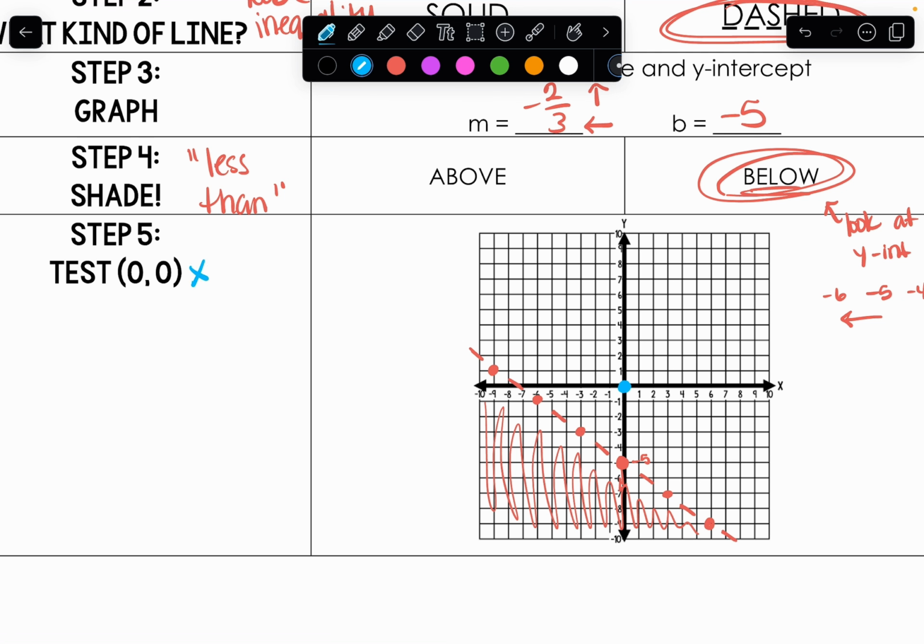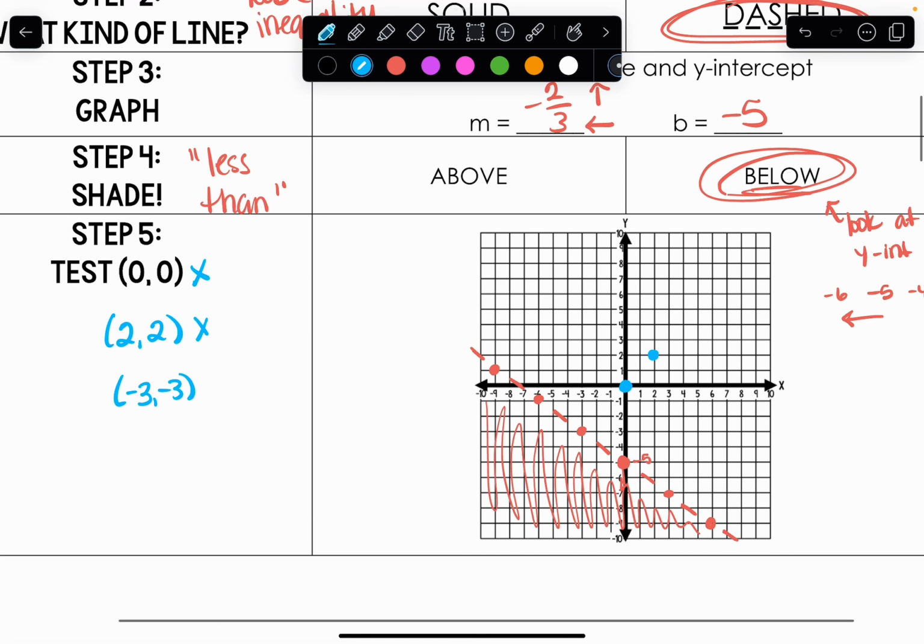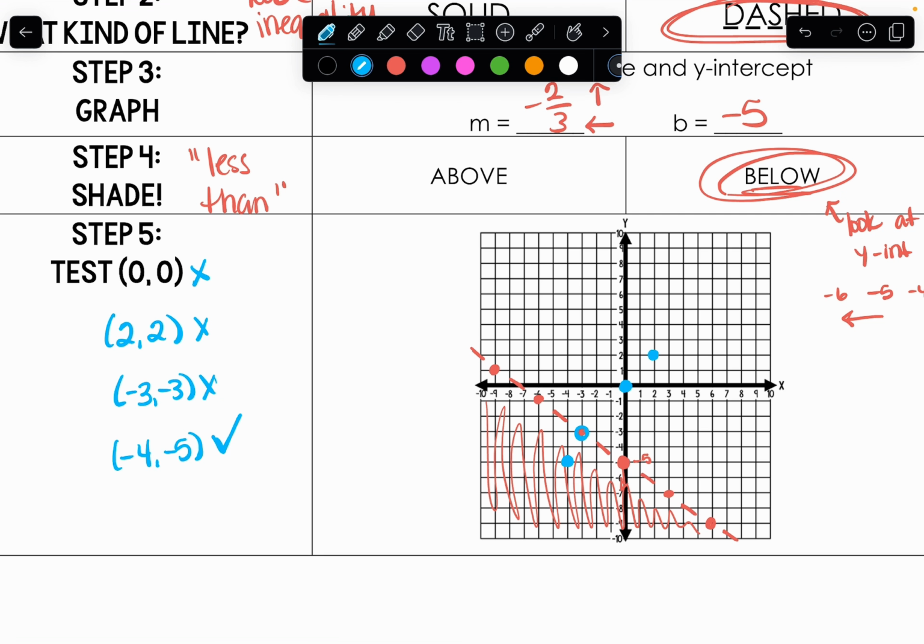If I were to plug in those numbers, it would give me a false statement. Let's say I were to test 2, 2. 2, 2 would be right here. Once again, it's not in the shaded area. And then we have -3, -3. If I plot -3, -3, it lands right on the line, but because it is a dotted line, it is not considered a solution. And then let's try -4, -5. -4, -5 lands in the middle of the shaded area, so this one is considered a solution. It is part of the answers.